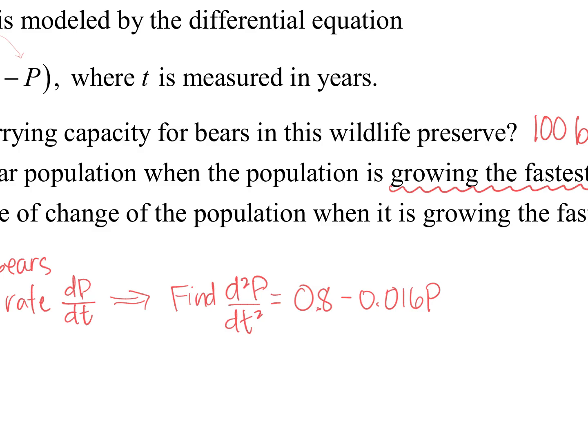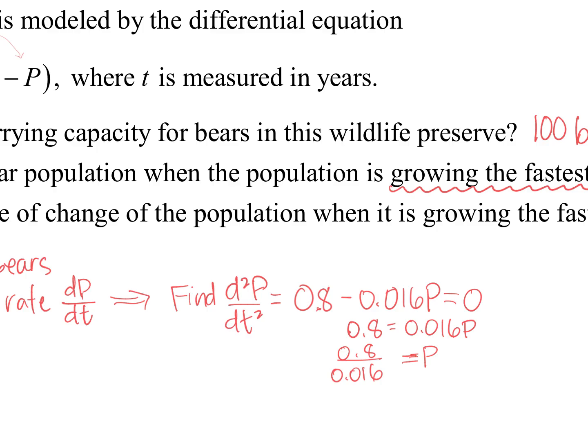Graph. Okay, or you could find your critical point. Okay, which I do how? Finding the critical point by setting it equal to 0, there we go. So when we set that equal to 0, we end up with 0.8 equals 0.016p, and then we divide both sides. So p is a bunch of decimals, 0.8 divided by 0.016, and that'll be what p is equal to.